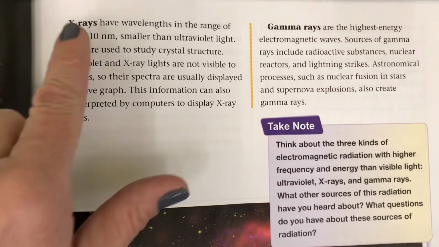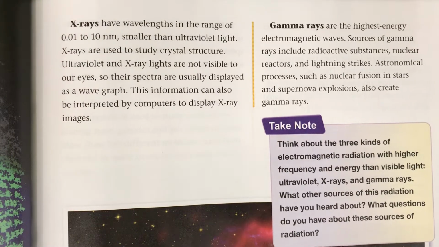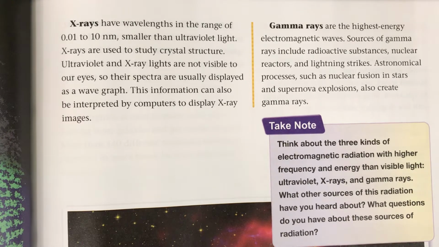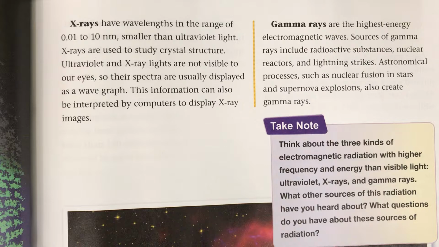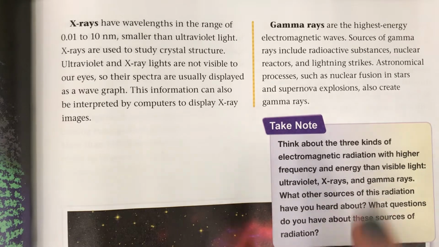X-rays, if you'll highlight that, have wavelengths in the range of 0.01 to 10 nanometers, smaller than ultraviolet light. X-rays are used to study crystal structure. Ultraviolet and X-ray lights are not visible to our eyes, so their spectra are usually displayed as a wave graph. This information can also be interpreted by computers to display X-ray images.